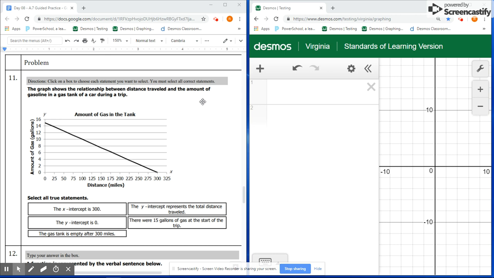All right, this is page 4 for day 8 guided practice, standard A.7. There are only 3 questions here, but this is going to take some time because of the type of questions that they are. So let's go ahead and get started.